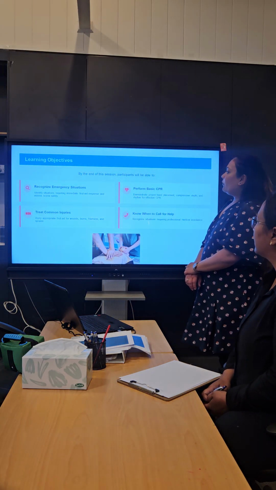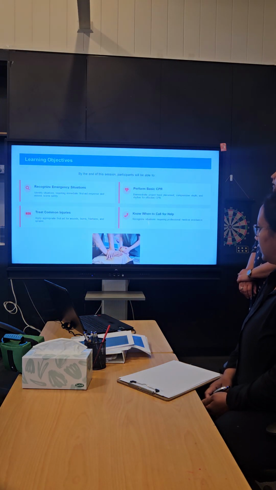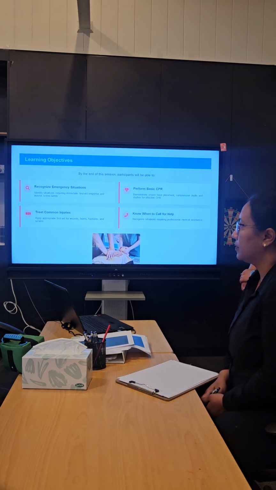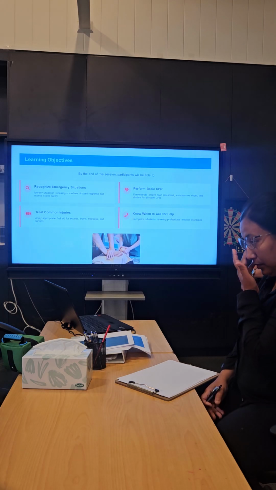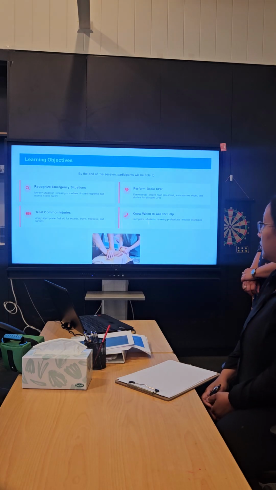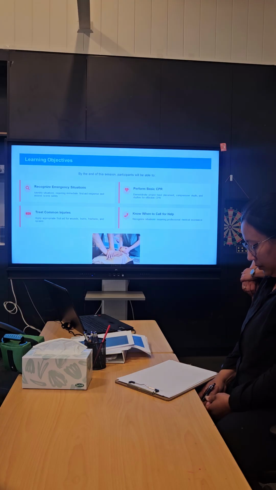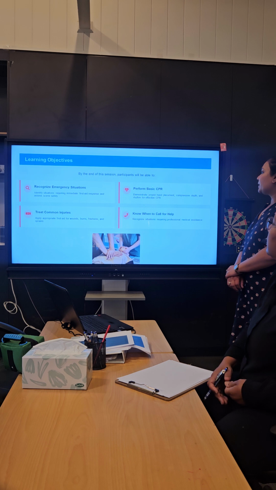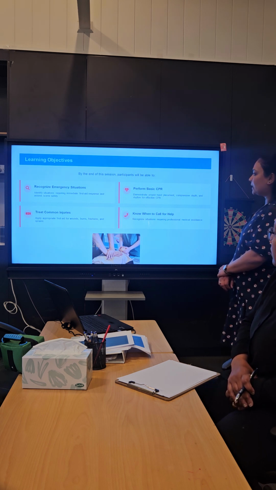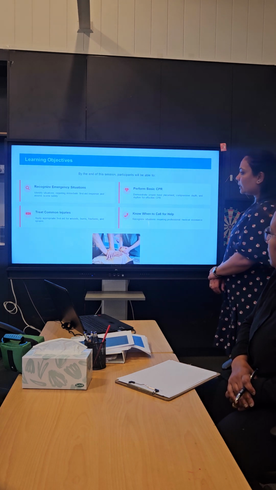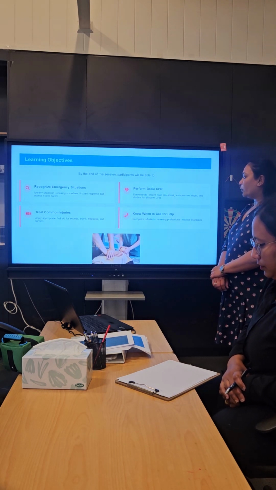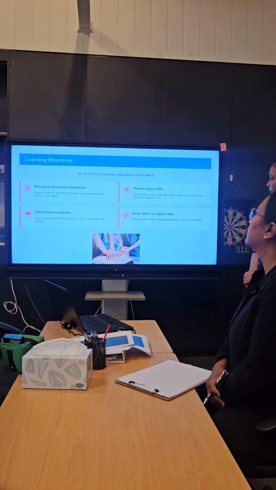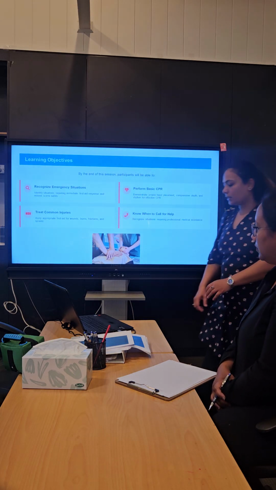The learning objectives for this training: by the end of the session, participants will be able to recognize emergency situations, identify situations requiring immediate first aid response, and assess scene safety. Perform basic CPR, demonstrating proper hand placement, compression depth and rhythm for effective CPR. Treat common injuries, applying appropriate first aid for wounds, burns, fractures and sprains. Know when to call for help. Recognize situations requiring professional medical assistance.